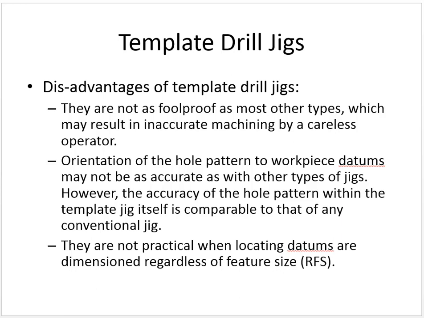These are the disadvantages. They're not as foolproof as most other types. The orientation of the hole pattern to the workpiece datums may not be as accurate as other jigs. However, the accuracy of the hole pattern within the template jig itself is comparable to that of a conventional jig. And they are not practical when locating datums are dimensioned regardless of feature size. Just really not practical for that.